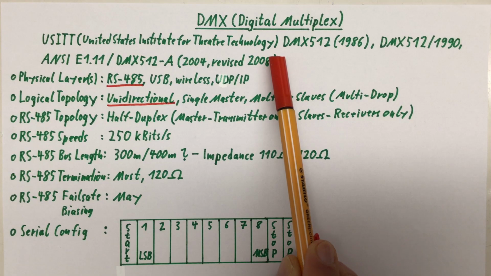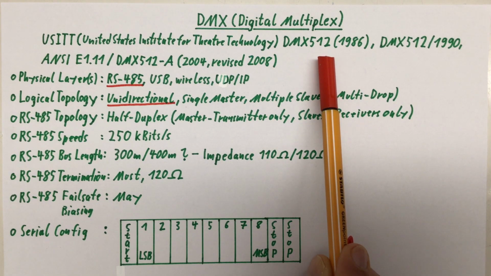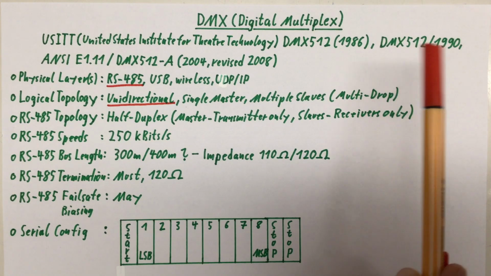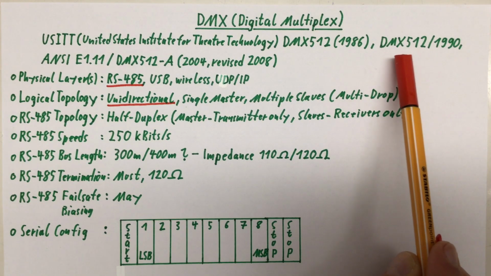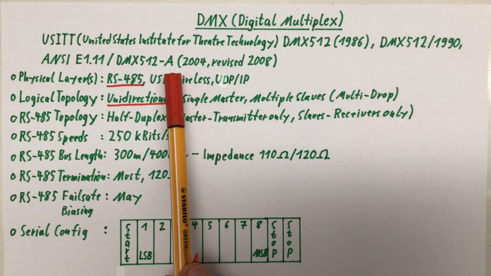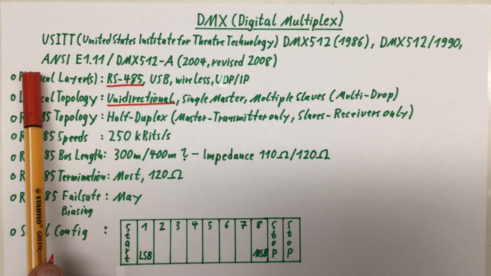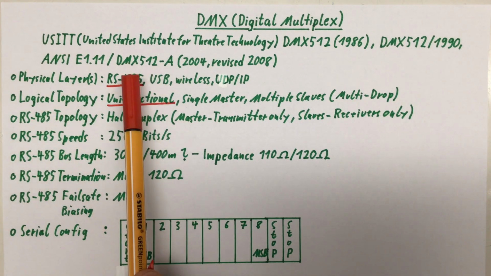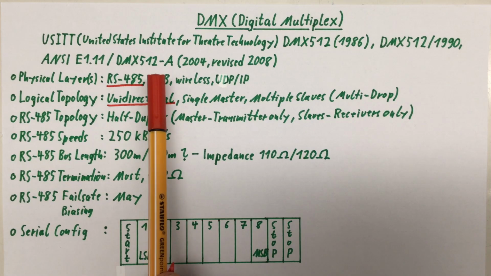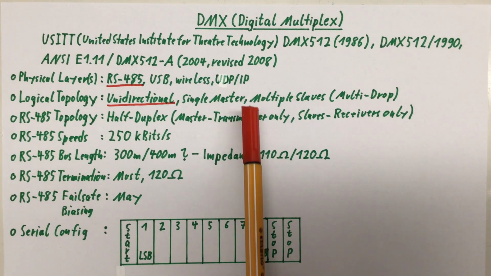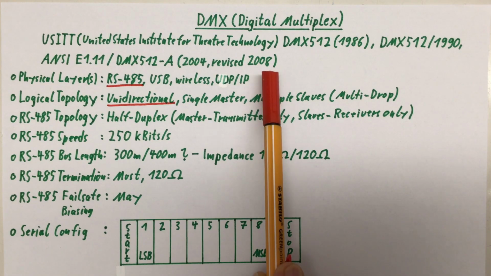was initially called just DMX512. Then in 1990 there was a revision of that standard that was then called DMX512/1990, and finally in 2004 it became an ANSI standard E1.11, also known as DMX512-A. There was a revision in 2008 of that standard, and I think there are more revisions currently in work or have already been published.